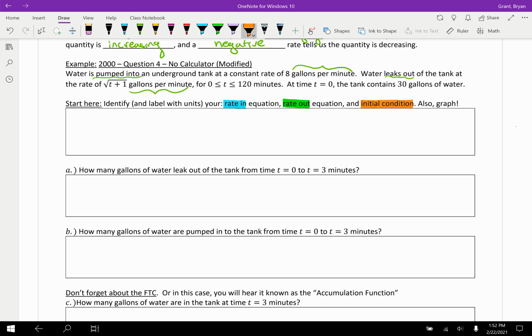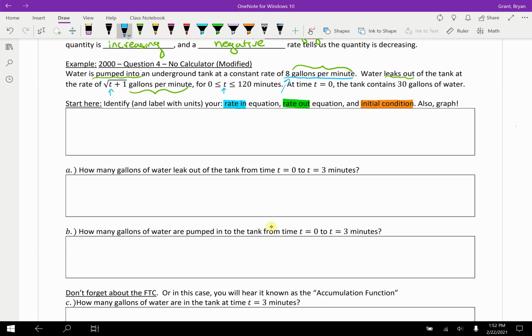Well, I'm also going to label these equations too. So let's start with our rate in equation. Which equation controls how fast water is being added in? Well, that is, of course, our first sentence. All right. Our independent variable is T every single time.